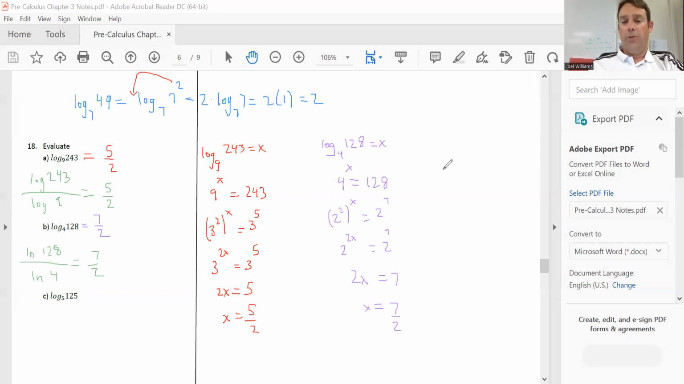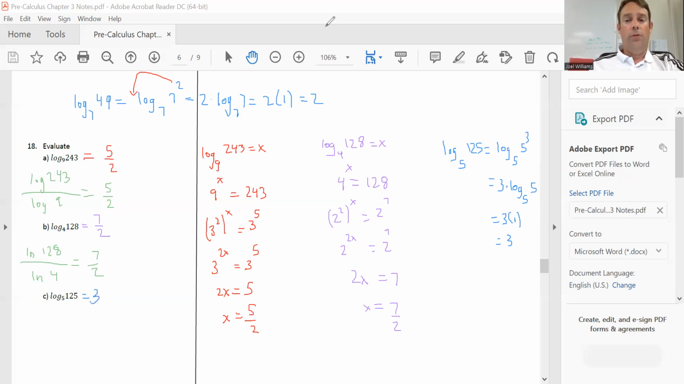All right, our last one. Log base 5 of 125. Well, I kind of like this one because I know something about 125. That's the same thing as 5 to the 3rd. So that means this equals 3 times log base 5 of 5. And you can see how our properties of logs can make this a lot quicker than having to use a variable. So 3 times 1, which is 3.